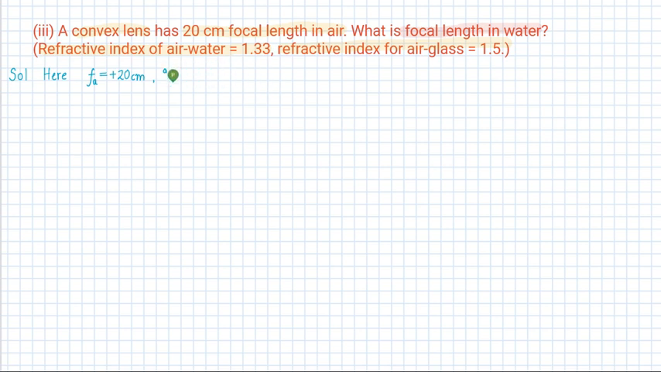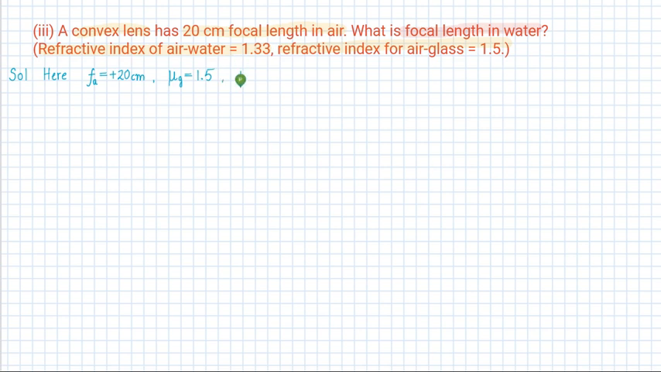So the refractive index of air to glass, or refractive index of glass, should be equal to how much? 1.5. Okay, which we have calculated in our previous problem also just now. Right.